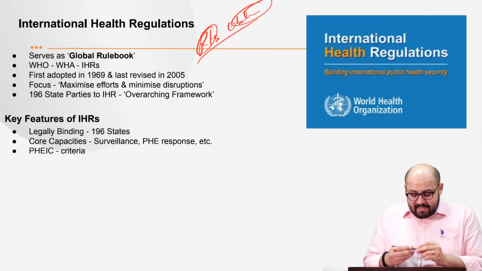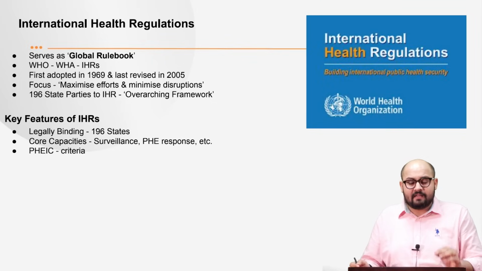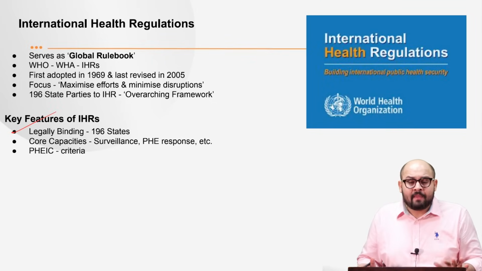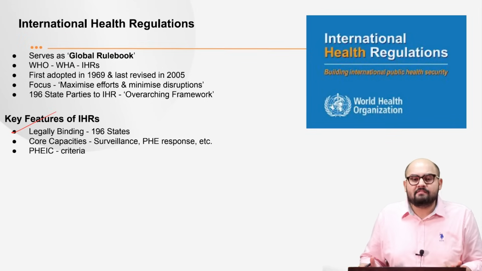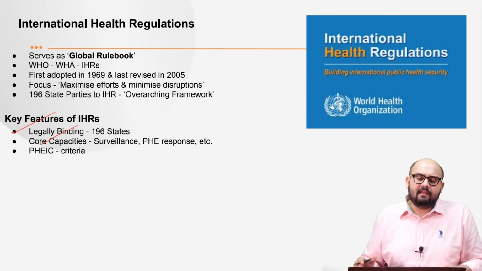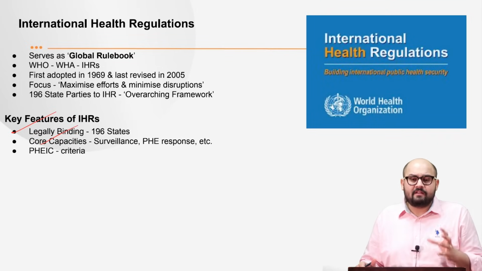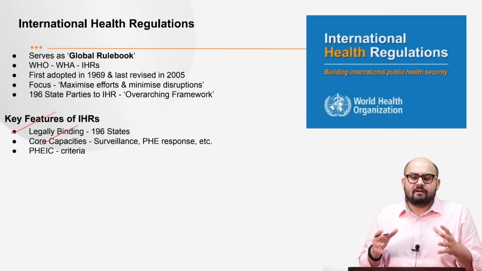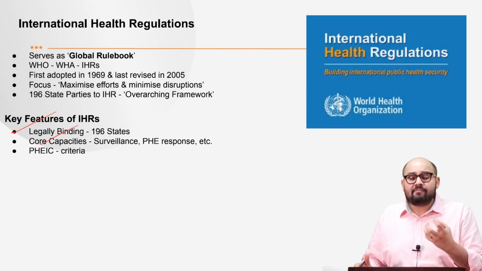Now, what are the key features of these international health regulations? The first is that they are legally binding. All these 196 state parties have to follow these regulations. Then the core capacities: the focus of the international health regulations is on the core capacities. What do you mean by core capacities? See, every country should have certain capacity with it, right? Should have certain mechanisms with it.